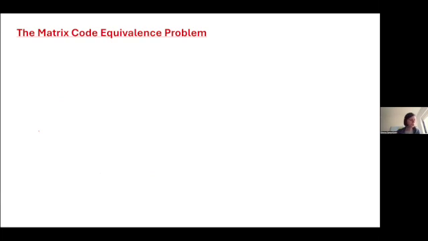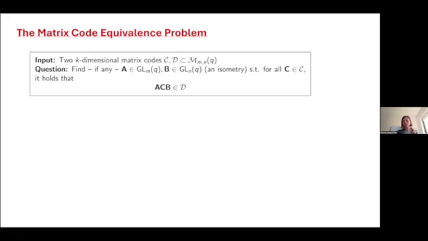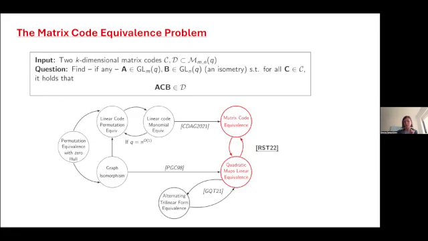Now I will move to the matrix code equivalence problem. Should I stop, or do I have some more minutes to briefly explain this? Please continue. Yes, okay, great. The matrix code equivalence problem is what I told you previously, where we want to find the isometry between one code and another code that we know are equivalent.